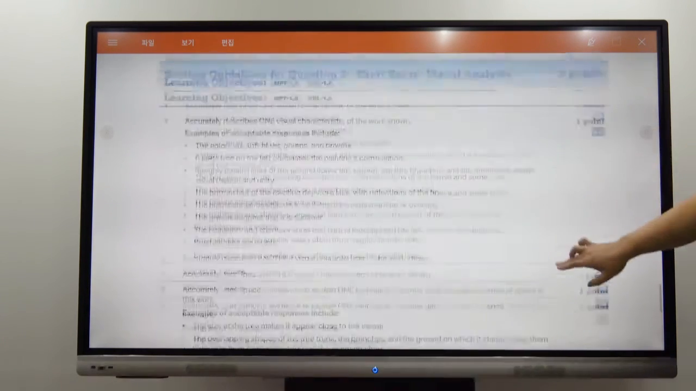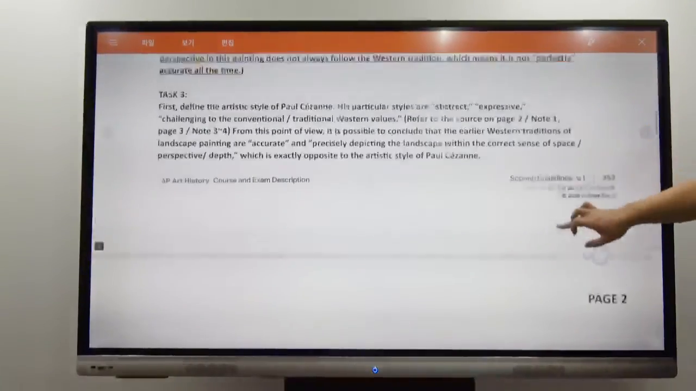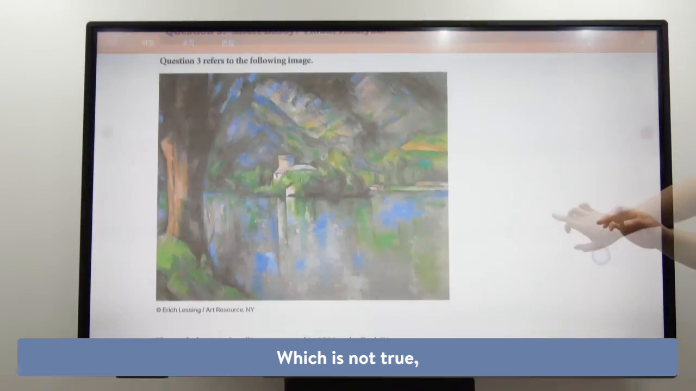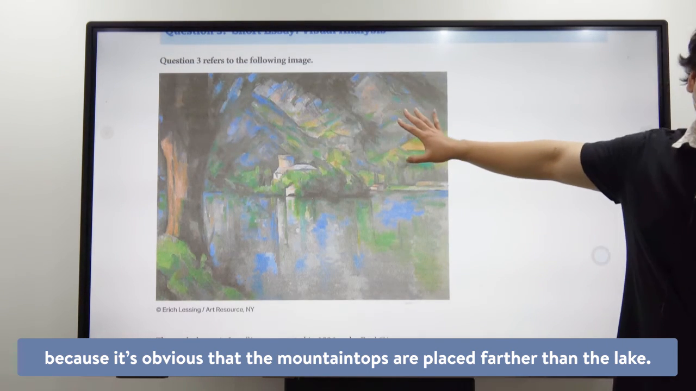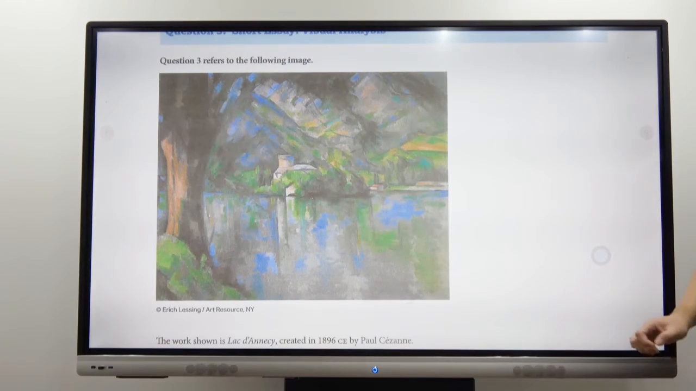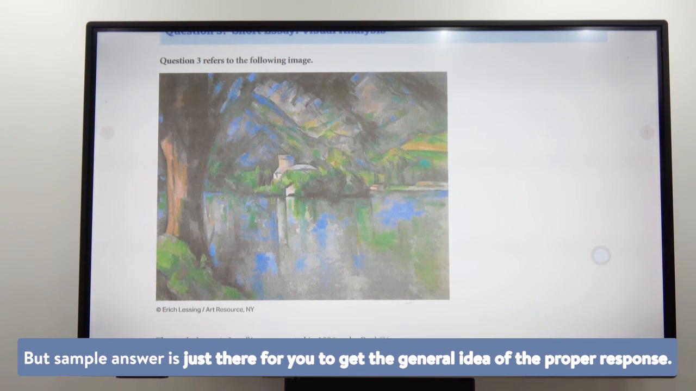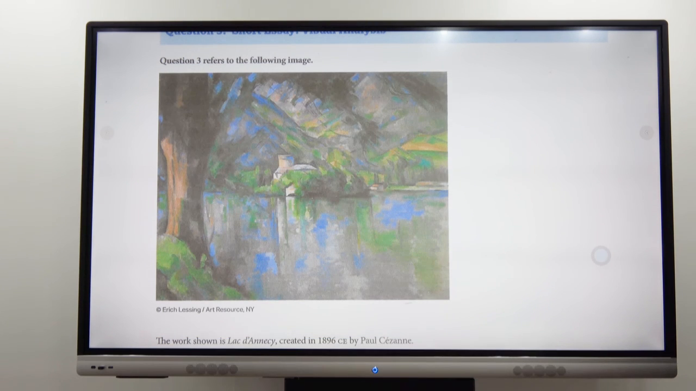Let's go back to page number 1 again. And let's look at the painting together. It is not really true because it's obvious that the mountain tops here are placed much farther than the lake that you can see over here. But the sample answer is just there for you to get the general idea of the proper response. So within the time limit, it's impossible to write an essay as sophisticated enough as a thesis. So use your own words for answering the question, even though you make some grammar mistakes.